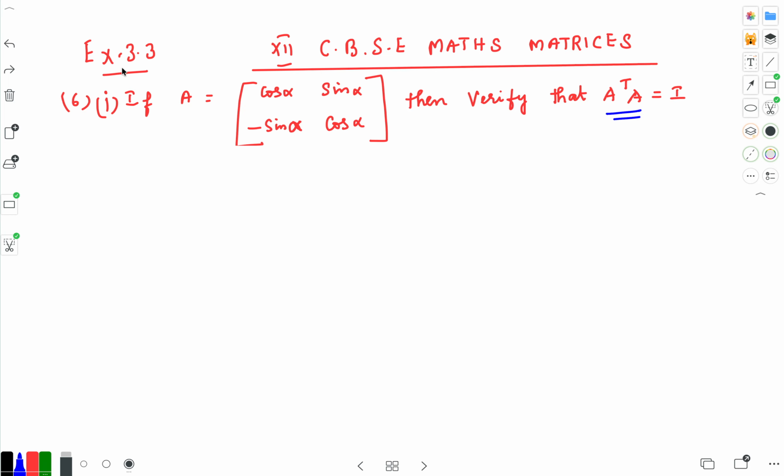Today let us solve exercise 3.3, sixth problem. The first one: if matrix A is [cos alpha, sin alpha; minus sin alpha, cos alpha], then we have to verify that A transpose A equals the identity matrix I. From A we can find A transpose.